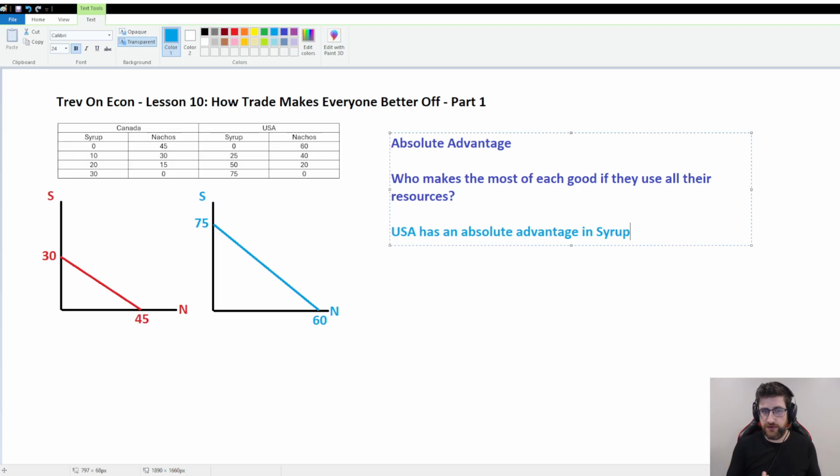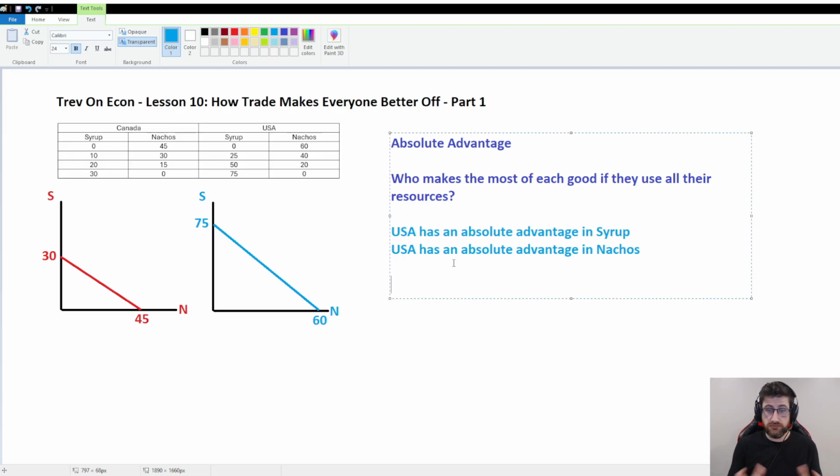We repeat this exercise for nachos. This time we have to look upwards, obviously. If Canada puts everything they have into nachos, they're only making 45. I don't know if that's good yet. I need a comparison. All I'm doing is looking at this intercept on the graph. Some questions you'll get graphs, some questions you'll get tables. It's always good to be comfortable with both. Now for the US, same exercise. They go from 0 all the way up to 60, and we see that in their graph, which leads us to USA has an absolute advantage in nachos.